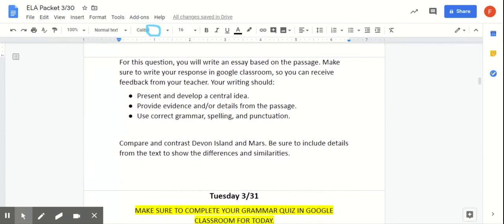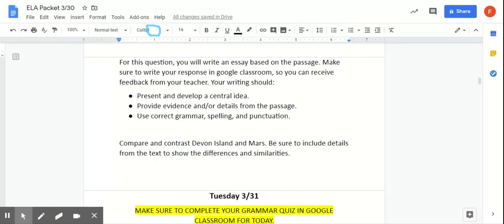Right now, you're going to log back into Google Classroom and you're going to answer your writing prompt. For this question, you will write an essay based on the passage. Make sure to write your response in Google Classroom so you can receive feedback from your teacher. Your writing should develop a central idea, provide evidence and/or details from the passage, and use correct grammar, spelling, and punctuation. So again, you are writing an essay, so you should have 4 to 5 paragraphs in your writing.